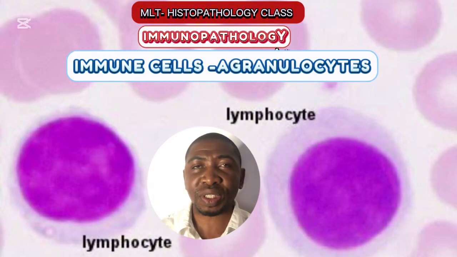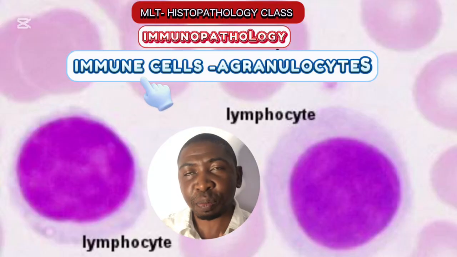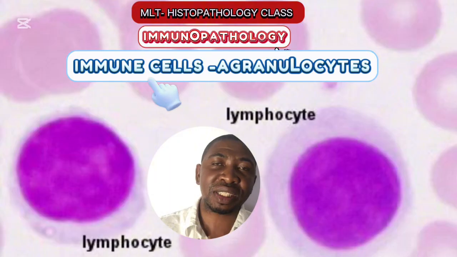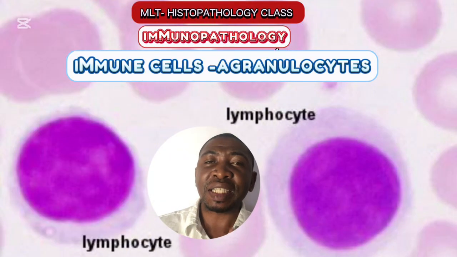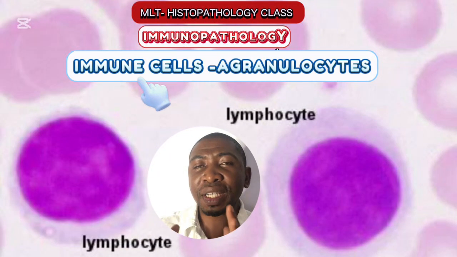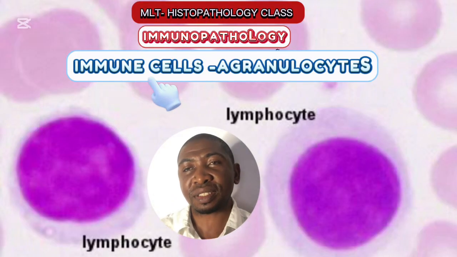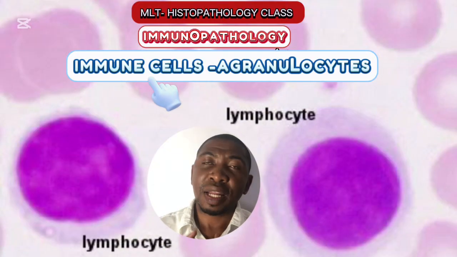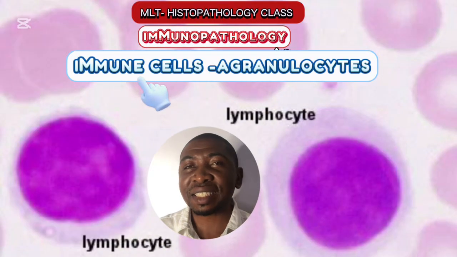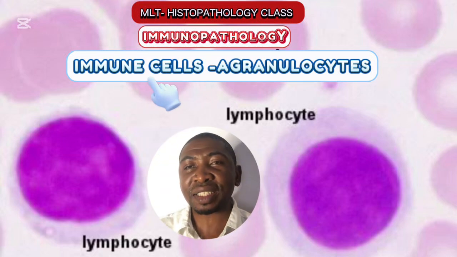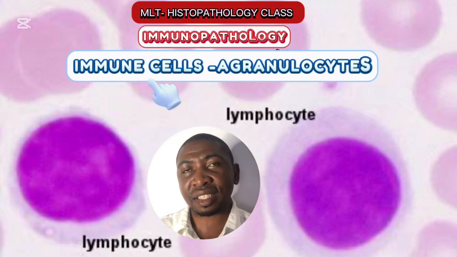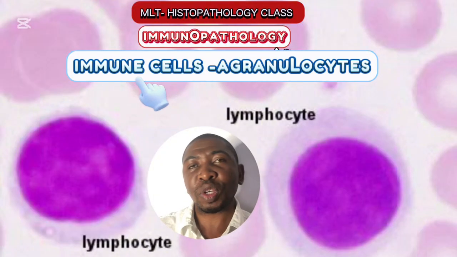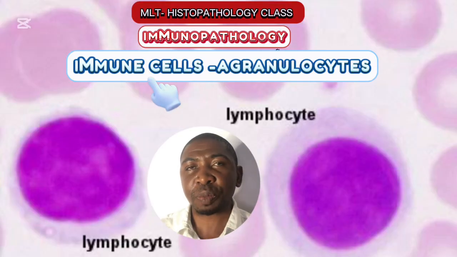Number 2, the T lymphocytes that mature in the thymus and are responsible for cell-mediated immunity, targeting intracellular pathogens. The T cells are further subdivided into number 1, helper T cells or the CD4 cells, which activate the B cells, cytotoxic T cells, and macrophages. Number 2, cytotoxic T cells, the CD8 cells, which kill virus-infected cells and cancerous cells. Number 3, regulatory T cells, which suppress autoimmunity and control immune response.